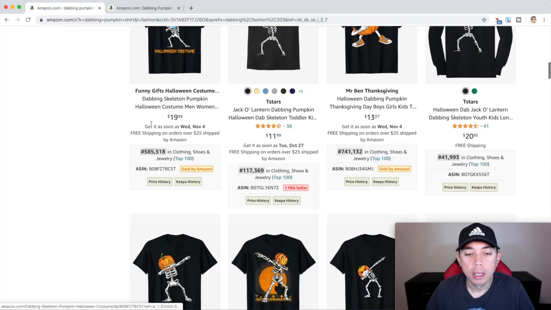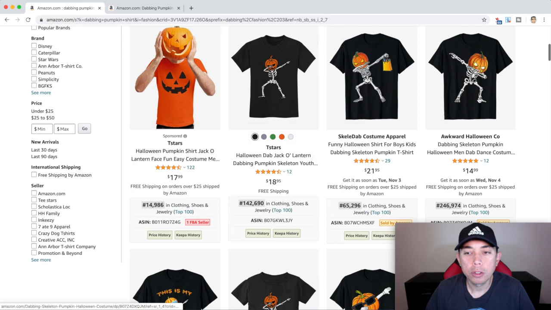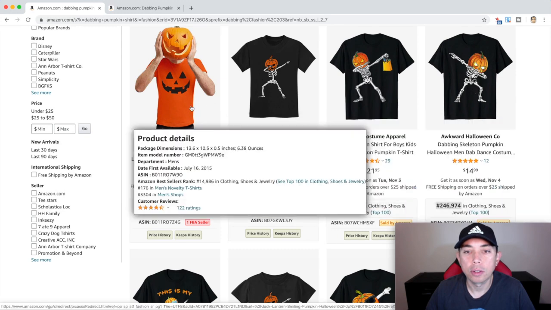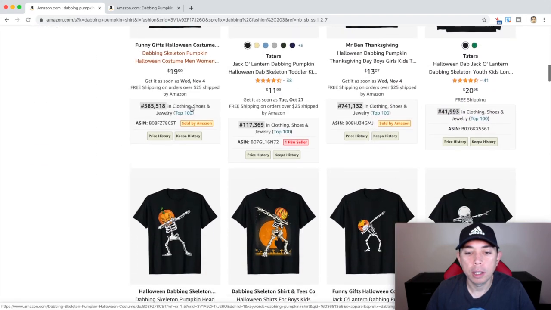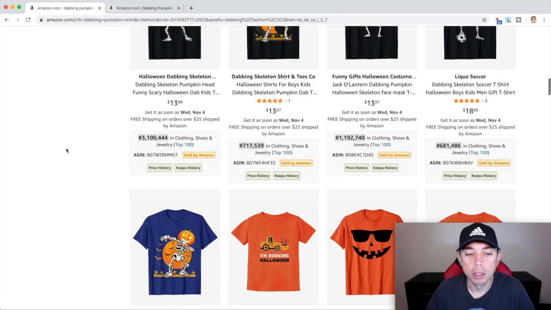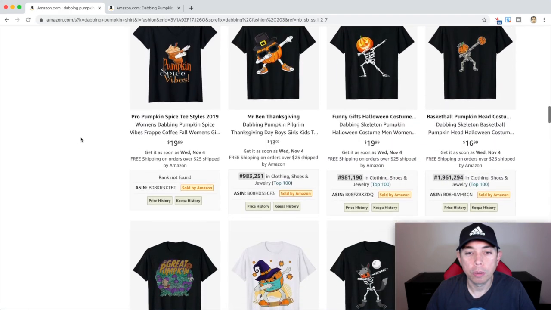This one is. And you'll notice most of them are doing the skeleton. So that's probably why mine isn't selling, because more people are looking for the dabbing skeleton with the pumpkin head. I thought maybe I could break into this one, but you can see that more people are buying the skeleton.